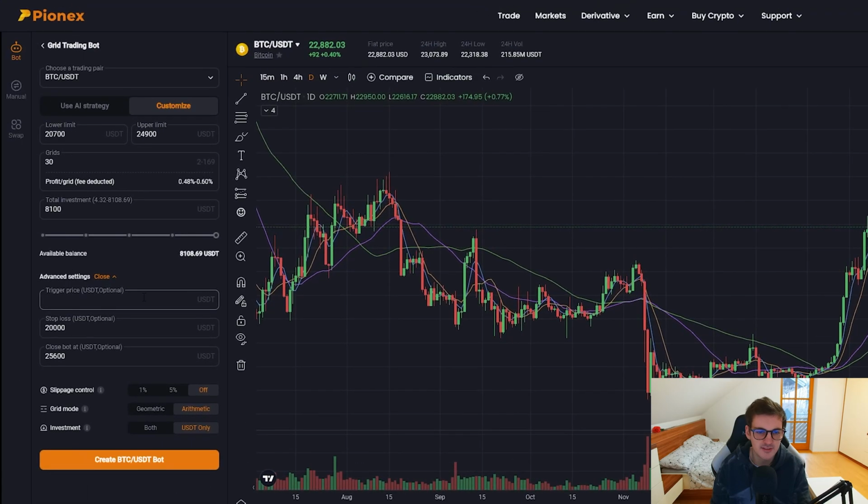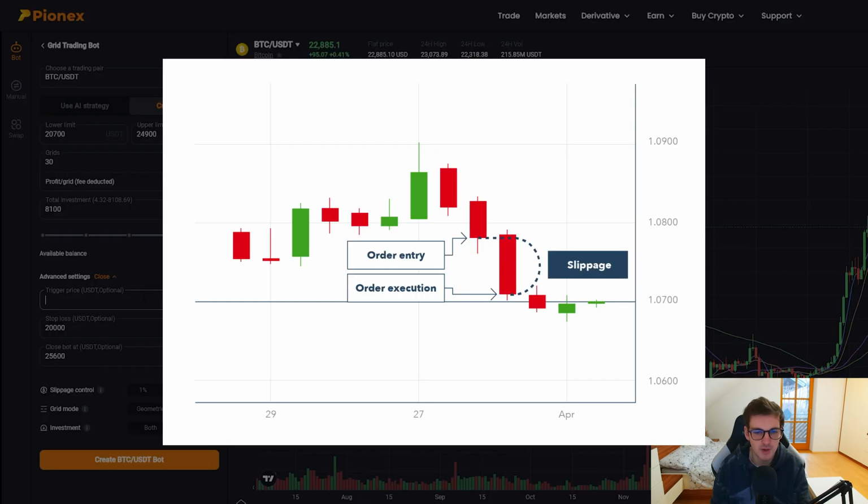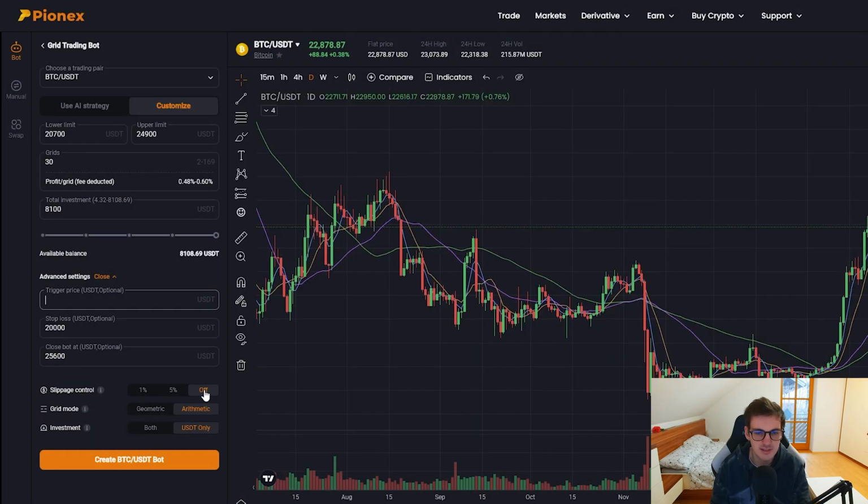Because of the high volatility in crypto assets, the price where the orders are placed can be different than the price that you actually get. With the slippage control, you can control how far the prices can be apart from each other.